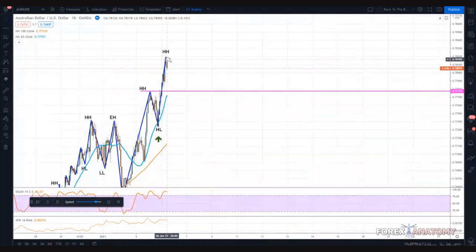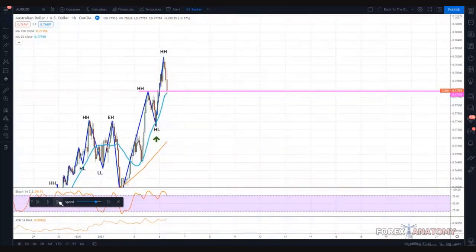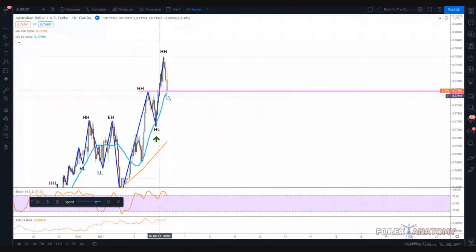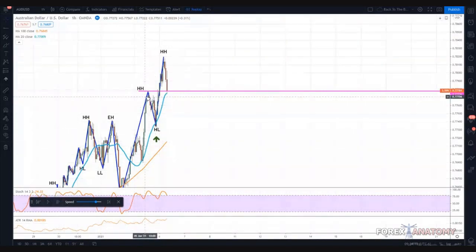So price formed a higher high. What we need to do is wait for price to form a higher low. So of course, we're going to wait for price to retrace, right? And most likely price may find some support right around here or in this area. And that will be another topic of discussion, because these swing points right here usually act as good support and resistance areas.